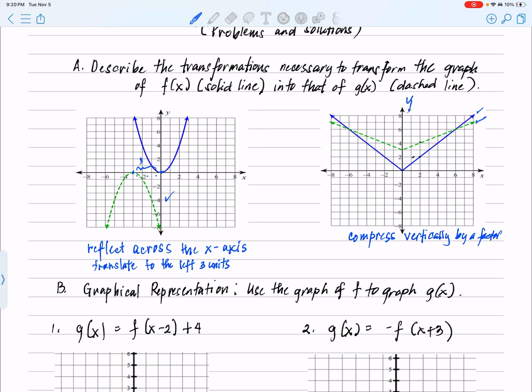let's look at this. From here to here, 2. Here to here, it's 2. By a factor of 2. And then it moves from here, it moves up. So it translates upward. How many units? 3 units upward. That's the translation there. Okay.